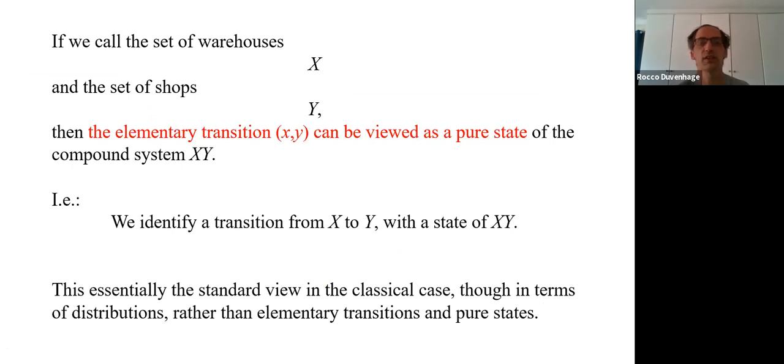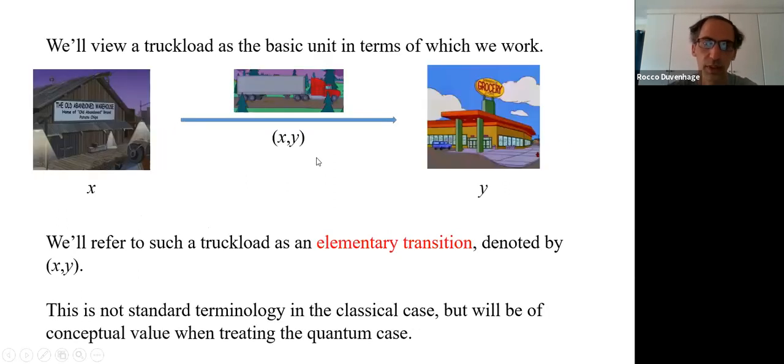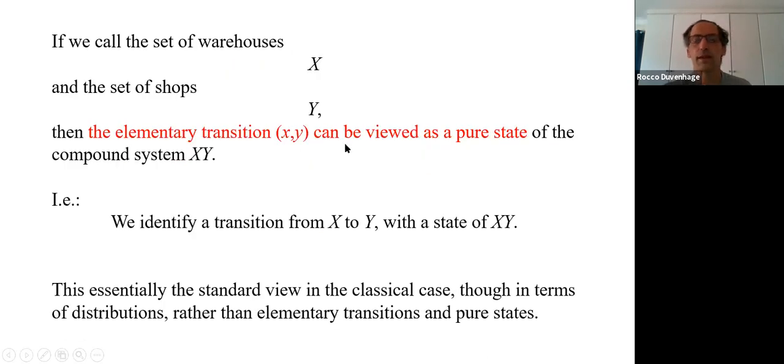So I think of the set of warehouses as set X, the set of shops I call Y. And if you think of this XY, you can view it as this elementary transition. So recall I said a truckload going from X to Y. I will label it XY, and I call it an elementary transition. You can think of that as a pure state of the compound system XY. In classical terms, that's exactly a pure state. If you were to think of a state of one classical system and a second state of a second classical system, pure state in each.